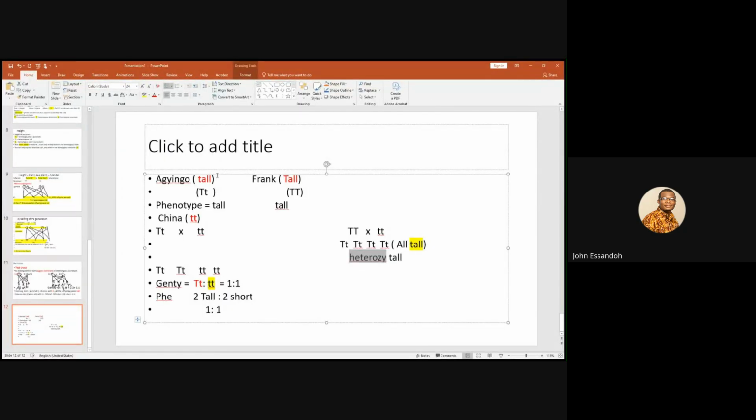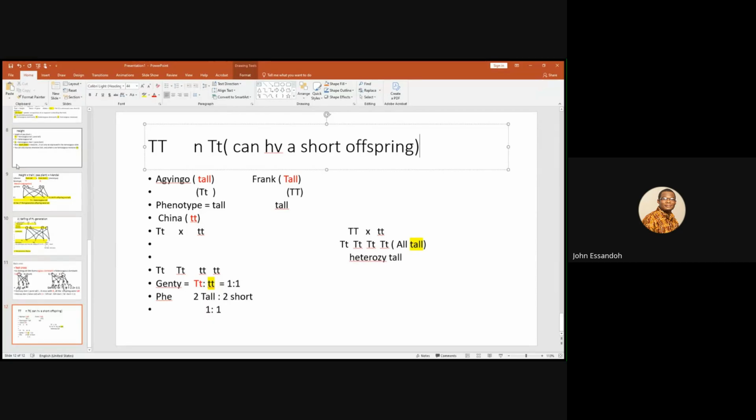So this is how we distinguish between somebody with this and someone with this. The one with this can have a short child, a short offspring. But this one can never have short offspring. That's what it means.